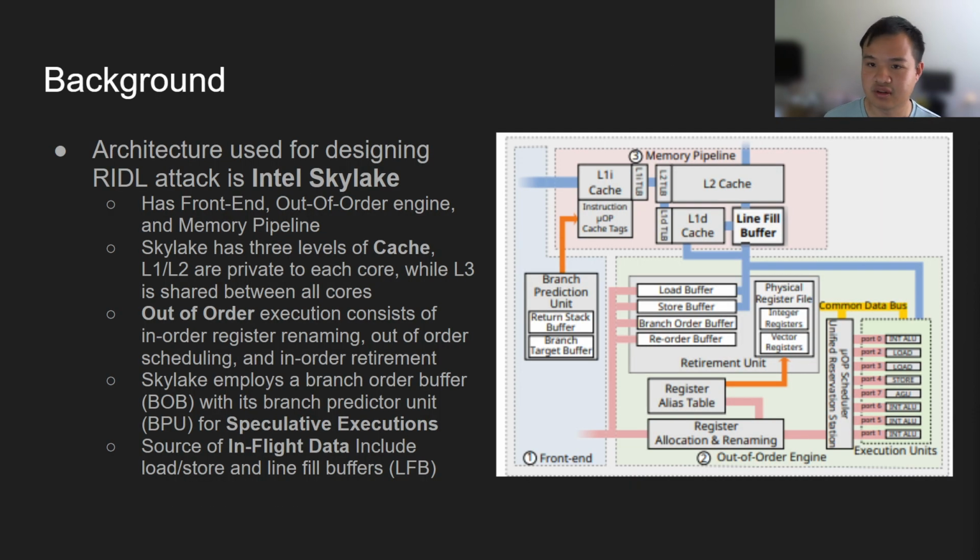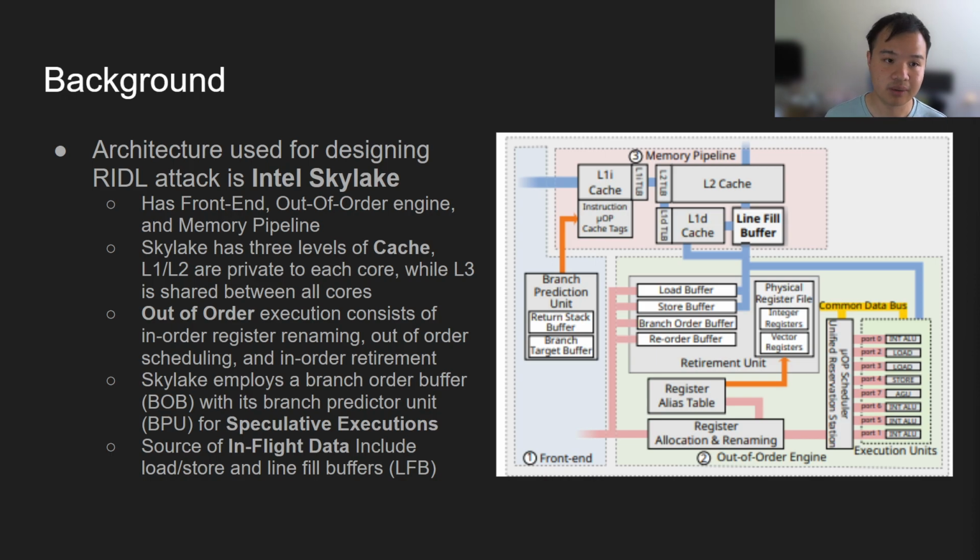Now, a bit of background about this paper: the architecture they used to find this attack is the Intel Skylake architecture, which is a common CPU from a few years back. This architecture has a front end, an out-of-order engine, and a memory pipeline. Now, Skylake has 3 levels of cache. The first one is optimized for instructions, micro-ops. Level 2 is more for buffers, and then level 3 is shared between all the cores.